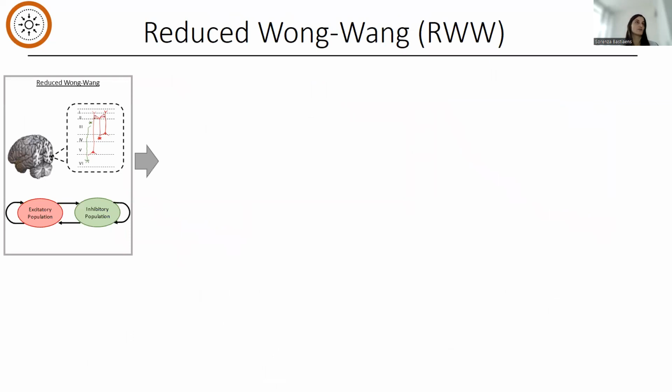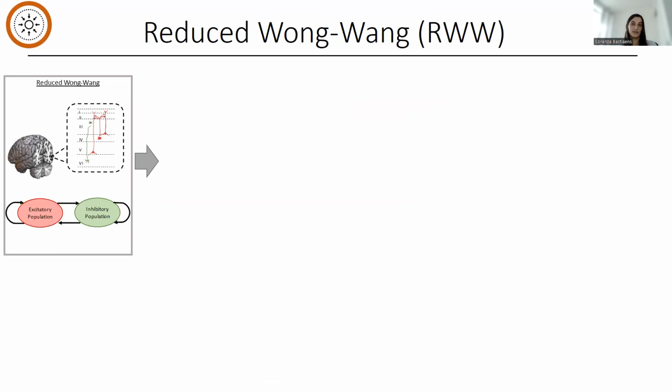We then have the reduced Wong-Wang model, which refers to the model that was developed by Deco et al. and first presented as a single population in 2013 and two populations in 2014, which is what I'm showing here. This model is actually derived from the Wong-Wang model, which applied what is called a dynamic mean field approach to a conductance-based spiking local attractor model.